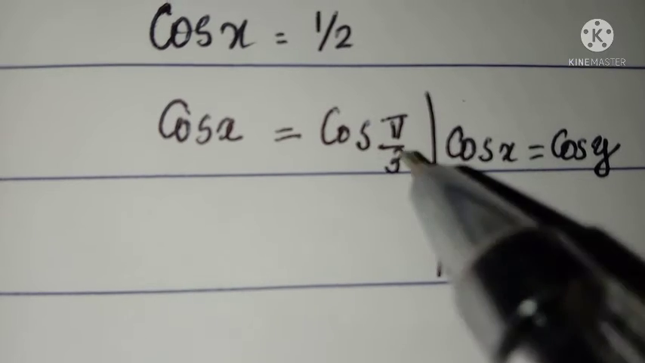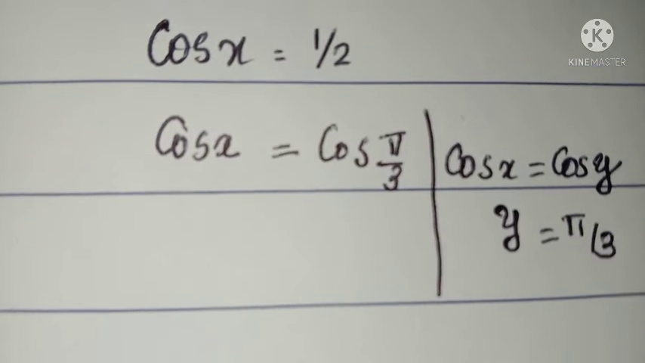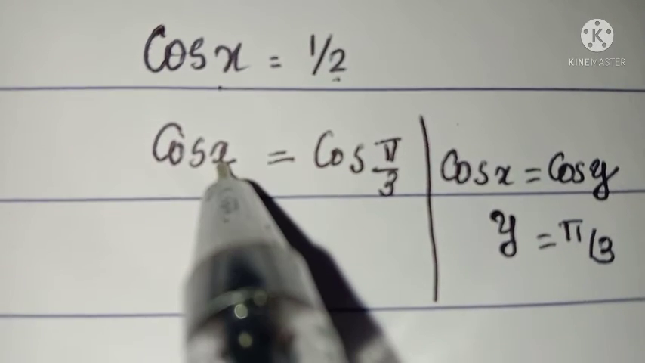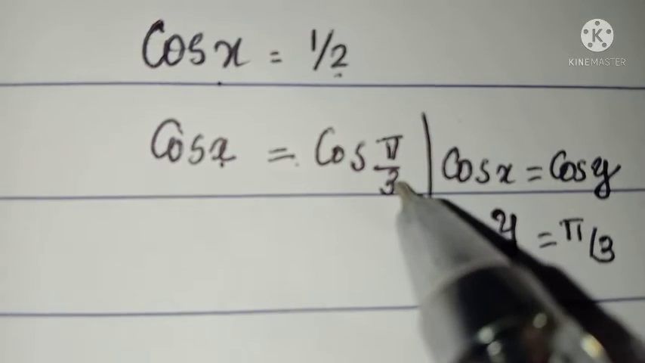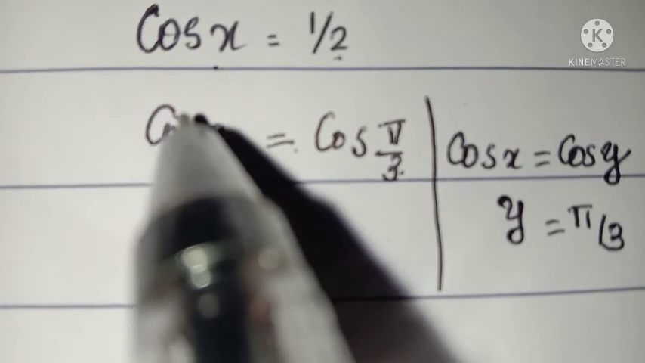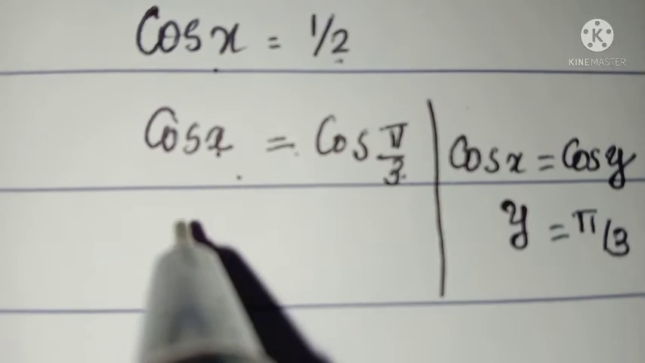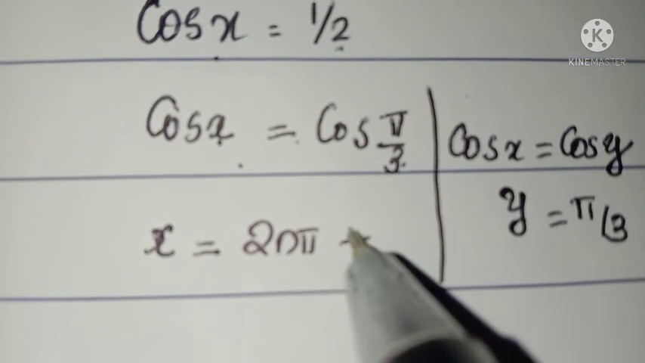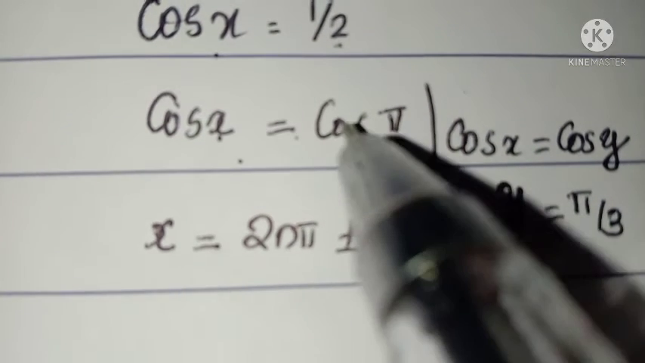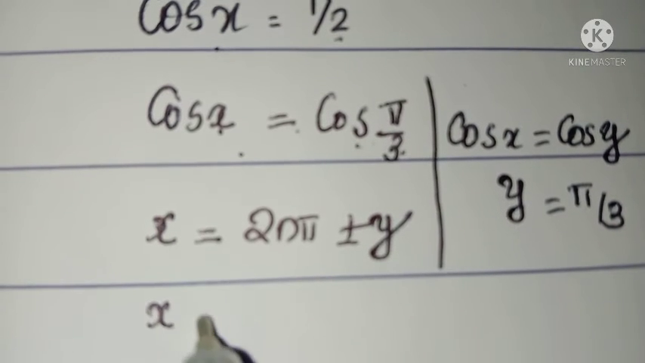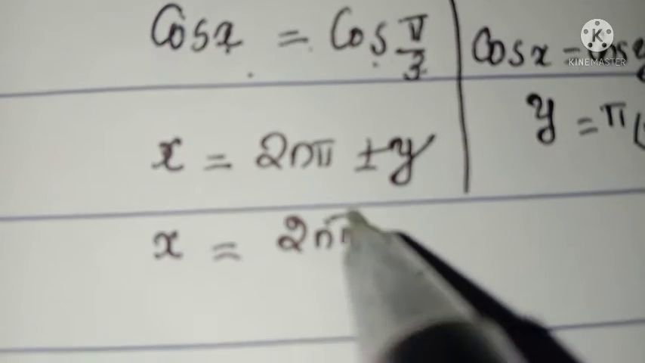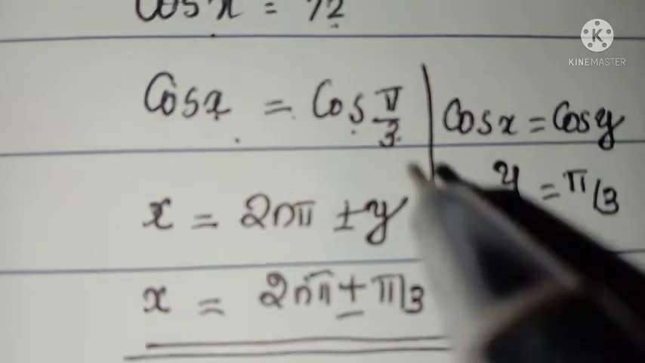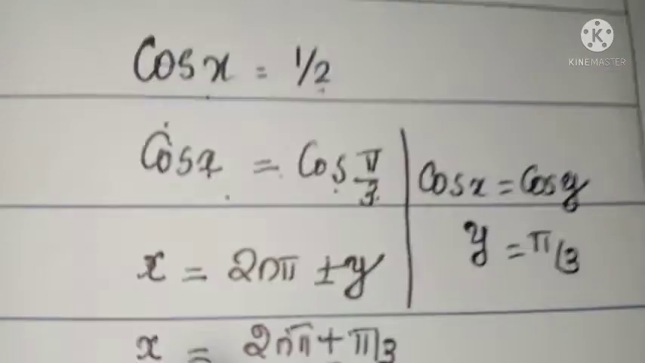Here y is equal to pi by 3. So we converted the given equation into cos x equal to cos pi by 3 form. Any equation in the form cos x equal to cos y has the general solution 2n pi plus or minus y. So the general solution of this equation is x equal to 2n pi plus or minus pi by 3. This is the general solution of the equation cos x equal to 1 by 2.